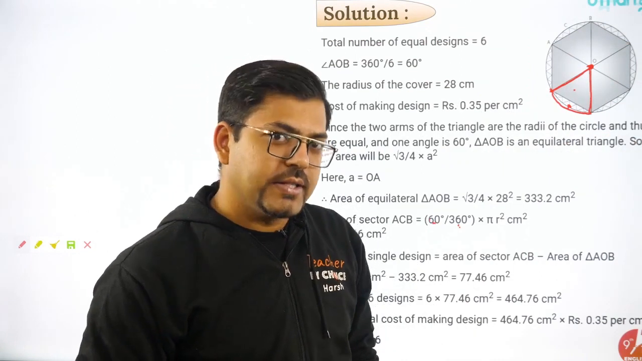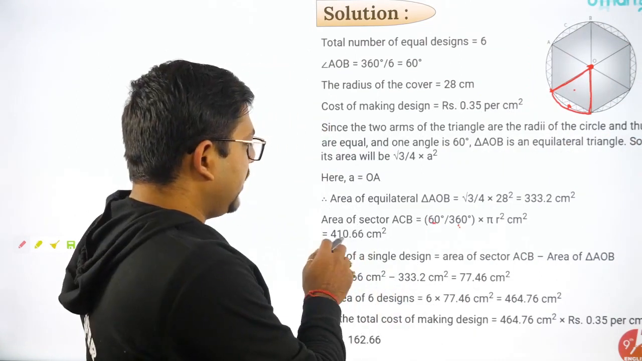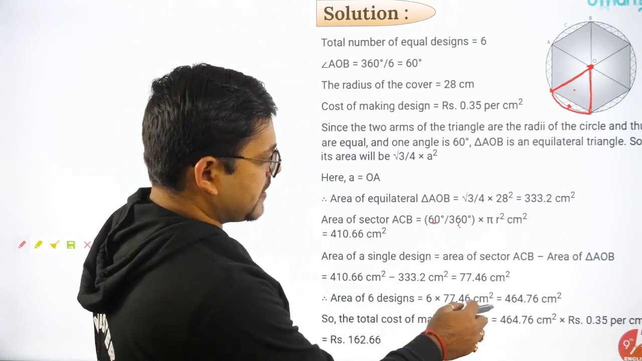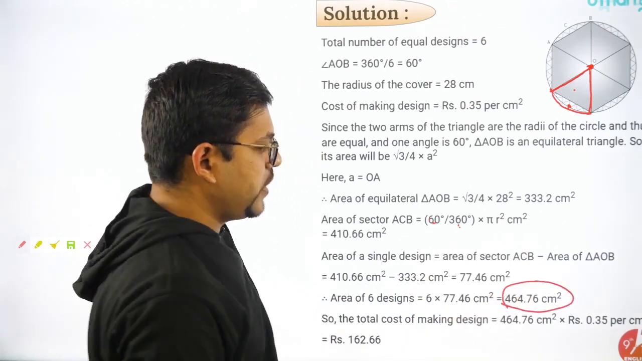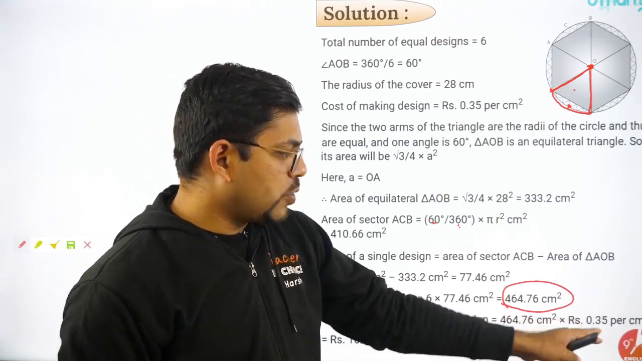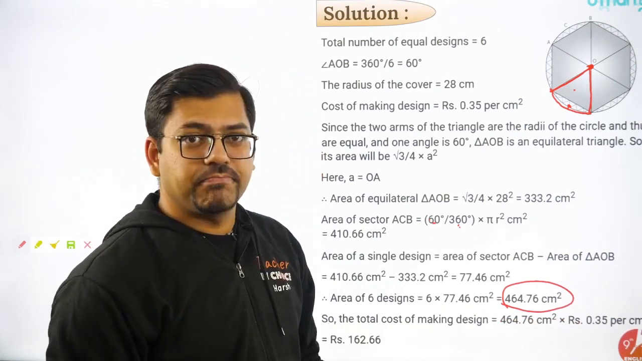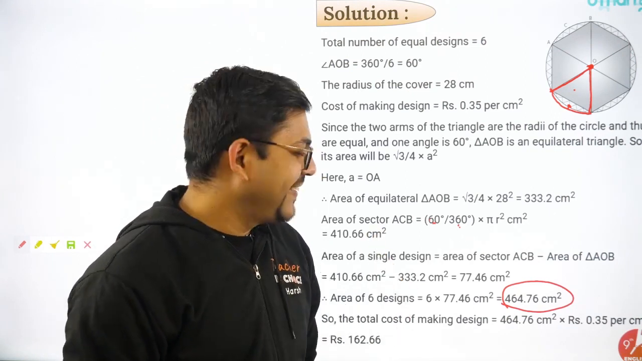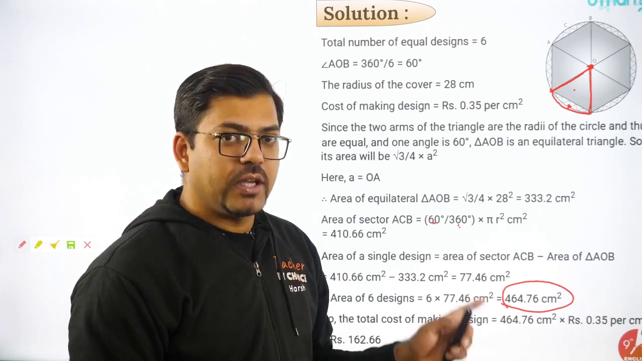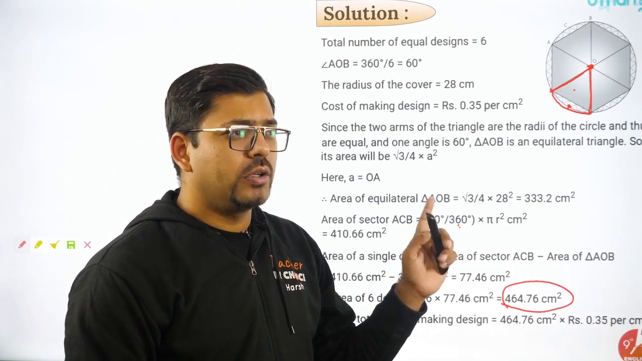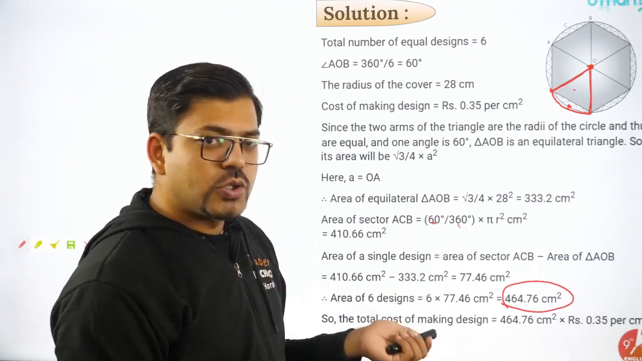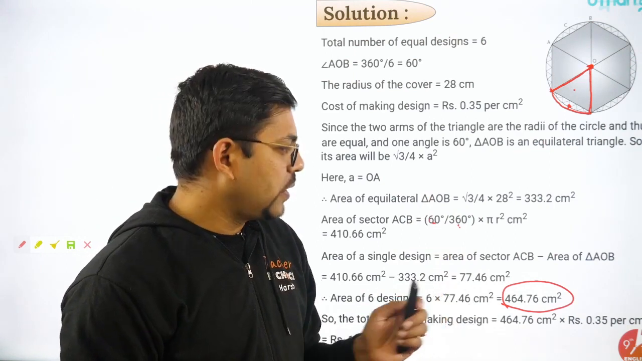So either way, it's the same thing. Finally, the area of the sector, they got this, and then subtraction and so on. The area of 6 designs is this much, 464.76. And then that is multiplied with 0.35. So finally they get this answer. Okay, if you all understood, let's move on to the next. You will also get the same thing if you multiply 784 into 2.1, something around that. Okay, moving on, people.